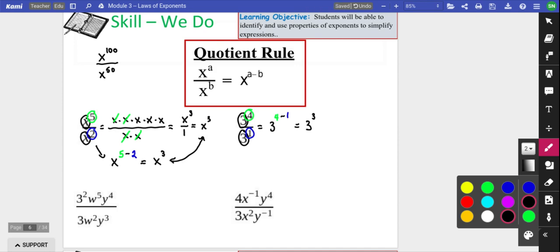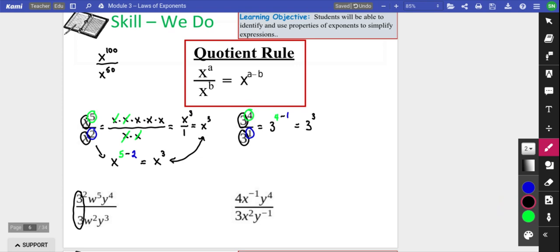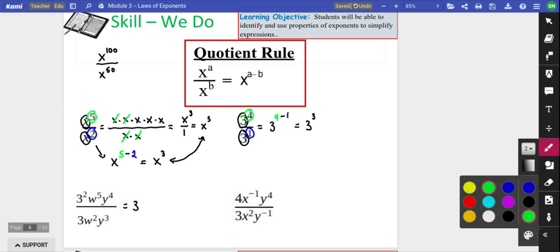Now, what if we have letters and numbers? We do the same thing. Right here, both of them have a 3. That means I will be writing out a 3. Let's take care of the exponents. The top one has 2. The bottom has nothing. But whenever there's nothing, that means that there's an exponent of 1. So I will write the exponent of 1. And I will be doing the same thing with the other letters.